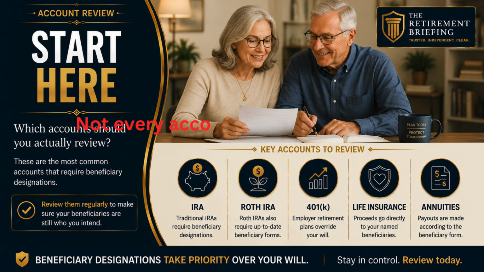Accounts you should review. Now that we've discussed some of the most common beneficiary mistakes, the next question is straightforward. Which accounts should you actually review? The good news is that most families can identify the important accounts fairly quickly. Retirement accounts should usually be at the top of the list. This includes traditional IRAs, Roth IRAs, 401k plans, 403b plans, and similar employer-sponsored retirement accounts.